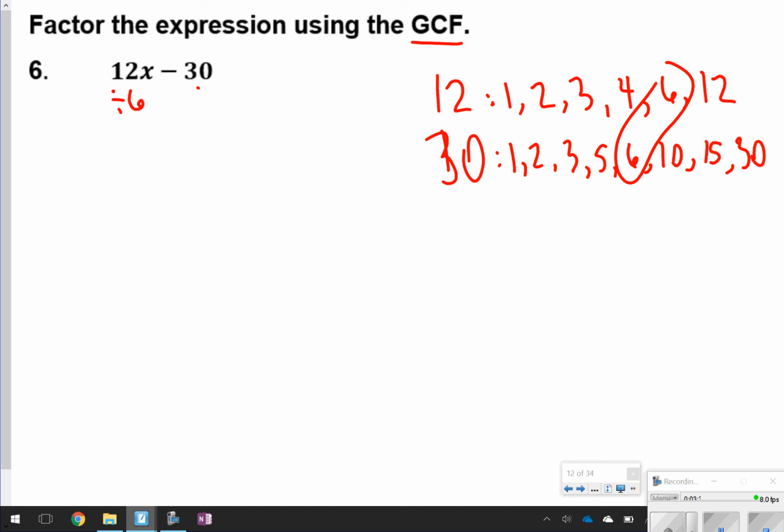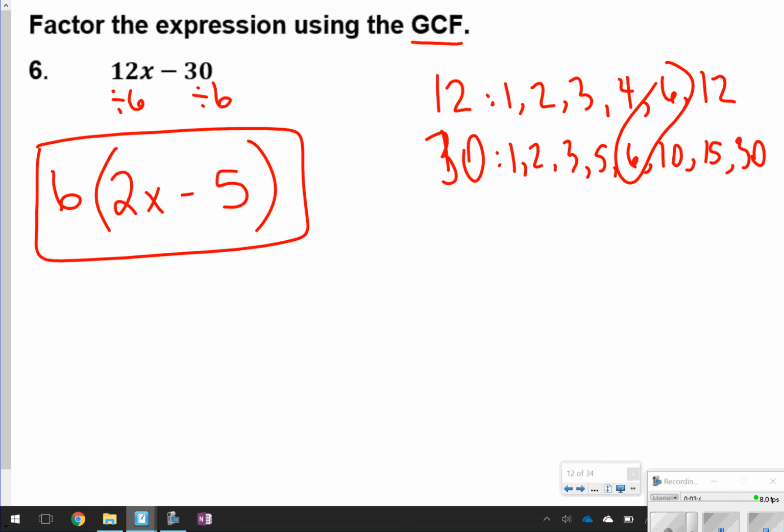So I'm going to divide both of these numbers by 6. 12x divided by 6 is 2x, and 30 divided by 6 is 5. I'm going to keep that minus sign for a negative, put parentheses around it, and then add the 6 to the outside. So my answer for number 6 is 6 parentheses 2x minus 5.